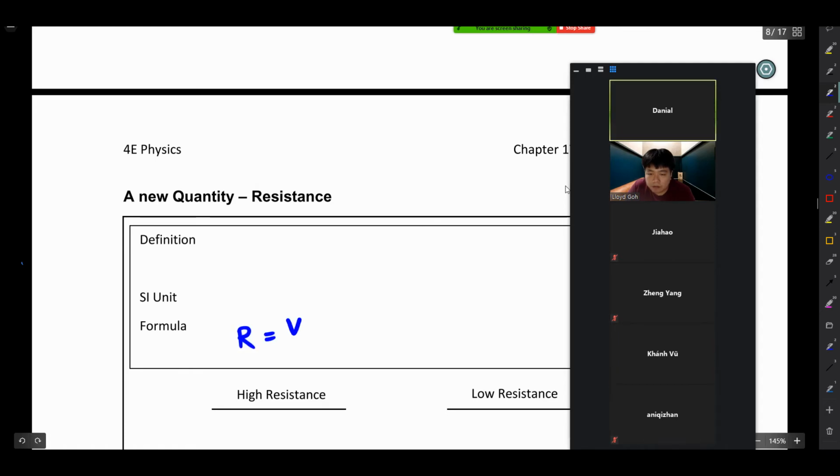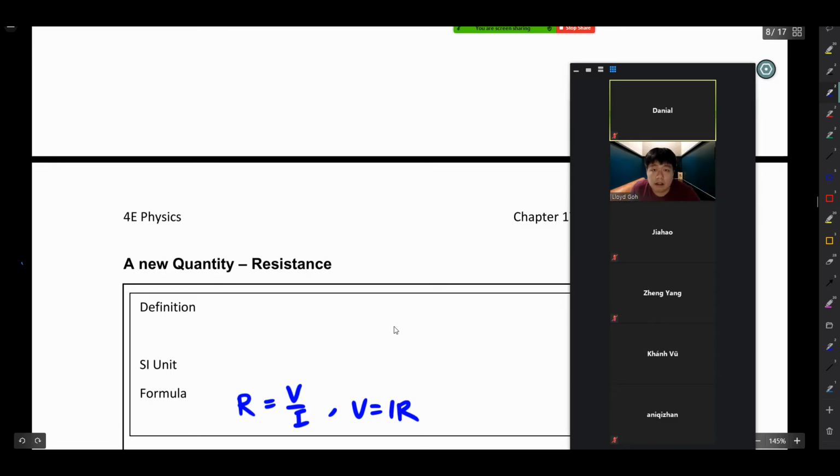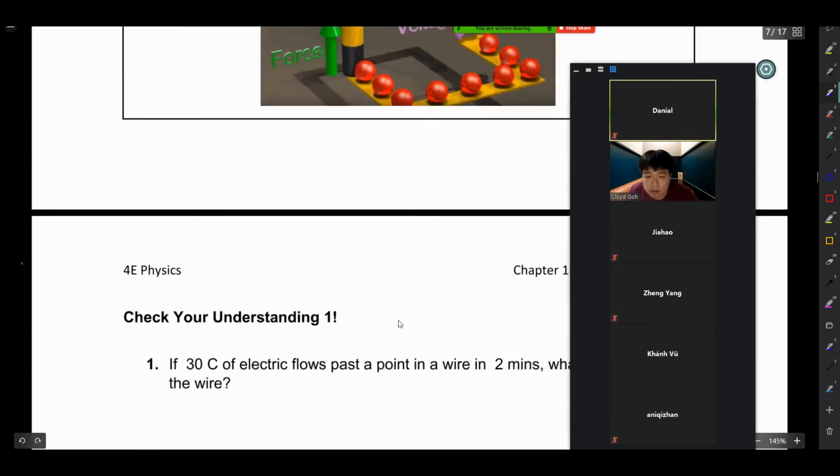R equals V over I. So V equals IR. If you want to memorize, you can. But I'll be teaching this again, so you don't have to write this down yet. You can write later.